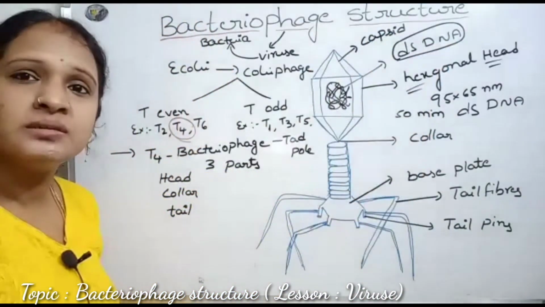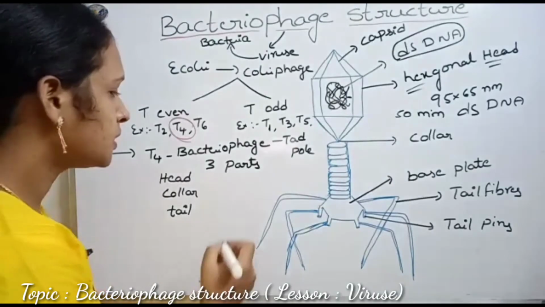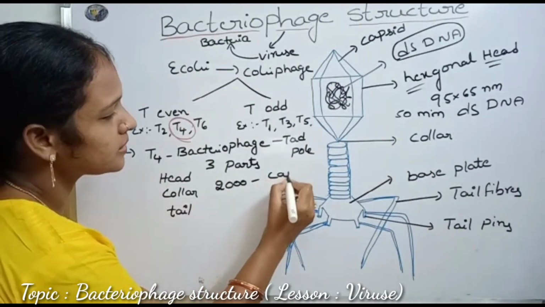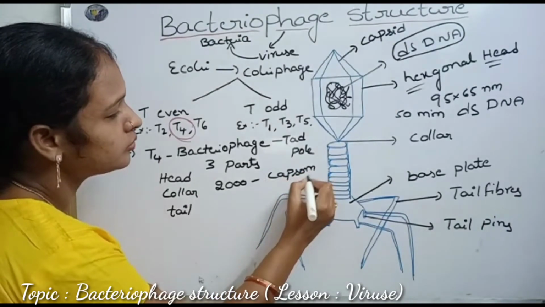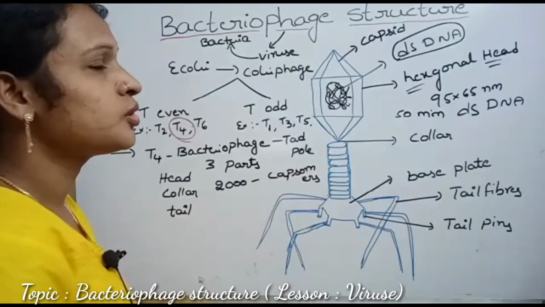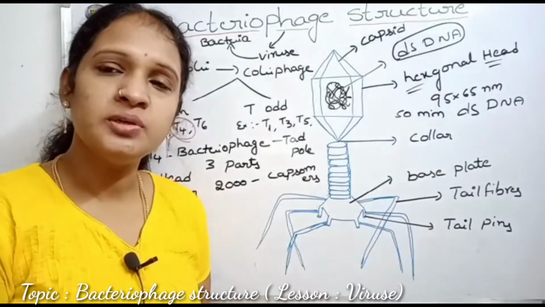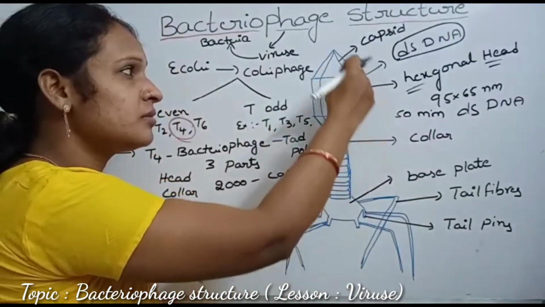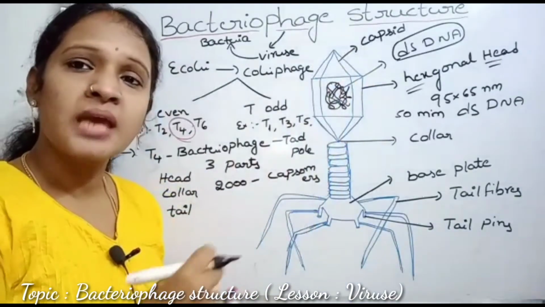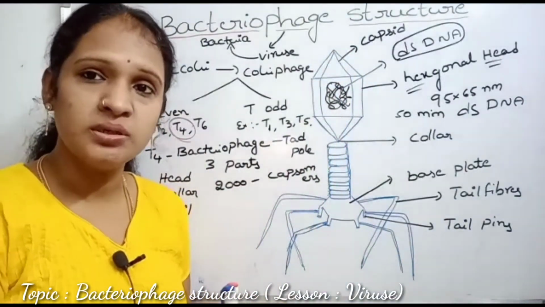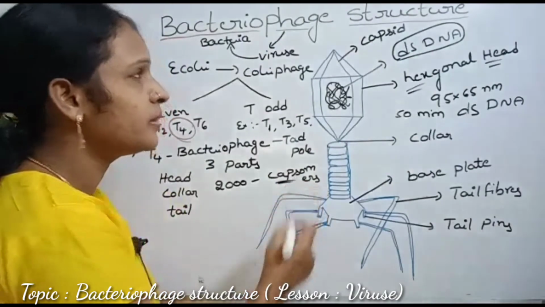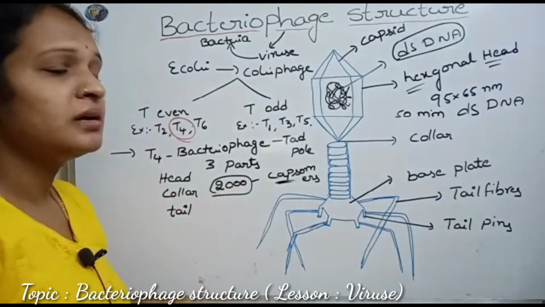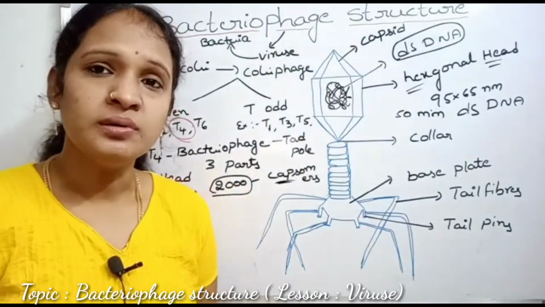This capsid is made up of 2000 capsomeres. Capsomeres means capsid subunits. The capsid surrounds the genome and is made up of subunits called capsomeres. In the T4 bacteriophage, the number of capsomeres is 2000.